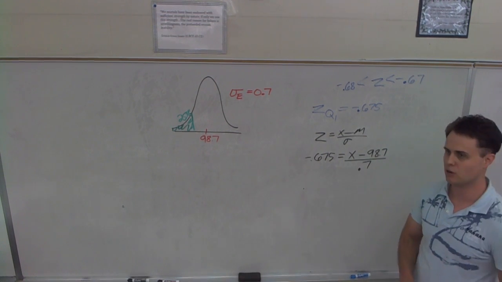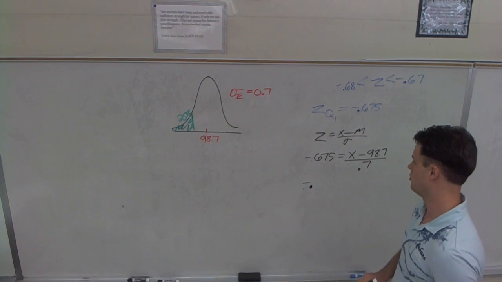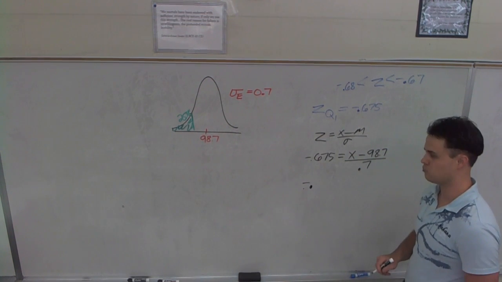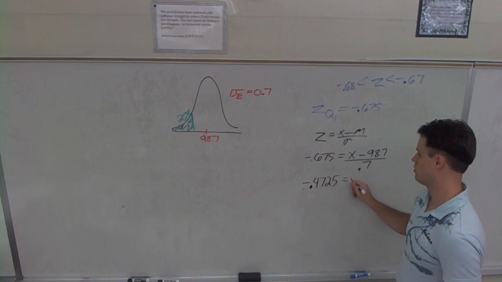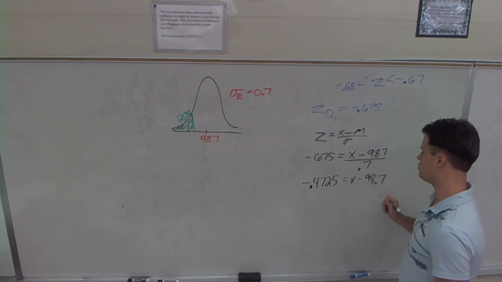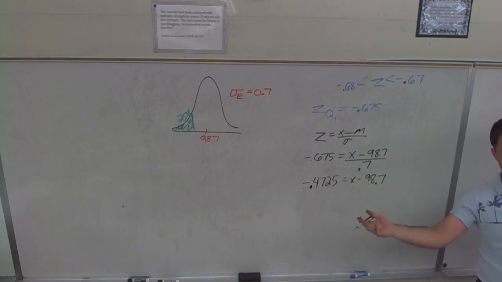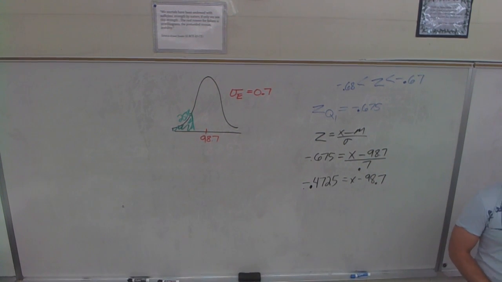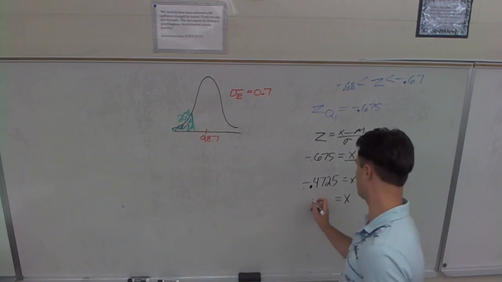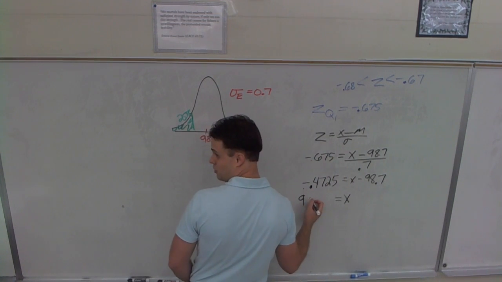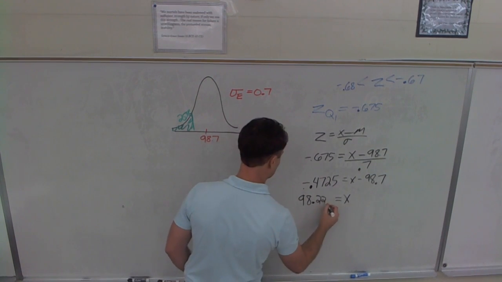Why don't you guys do that? What is this times 0.7? It's negative 0.4725. And the easiest algebra problem ever, to get x by itself, what do you do to both sides? Add 98.7 on both sides. So what's that plus 98.7? 98.2? Yeah. Give me more decimals. 98.2275. Thank you, Kinsey.